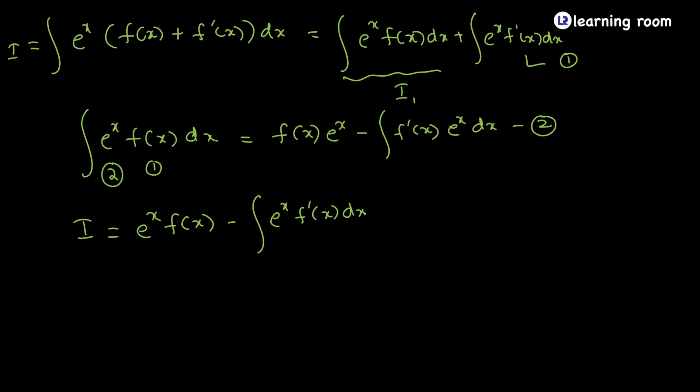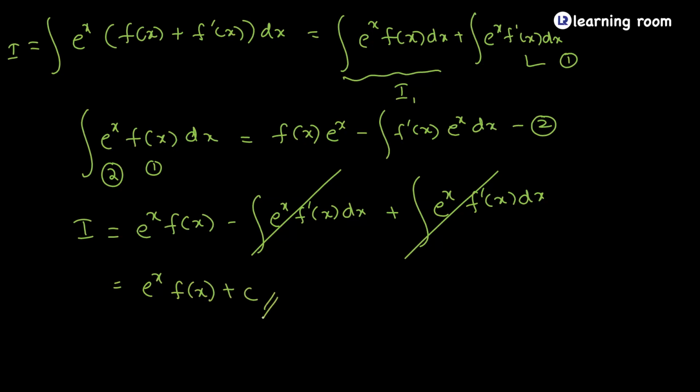But I is equal to I1 plus something else. What is that something else? The integral of e power x into f dash of x dx. So this and this as a whole will get cancelled, so that I will come out to be this value. So what is it? It is e power x into f of x, and you add a constant c. So that is the reason why the integral of e power x into f of x plus f dash of x is e power x into f of x itself. Clear with this? Make a note of it.